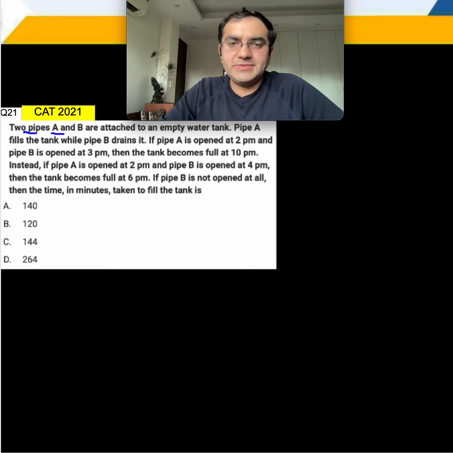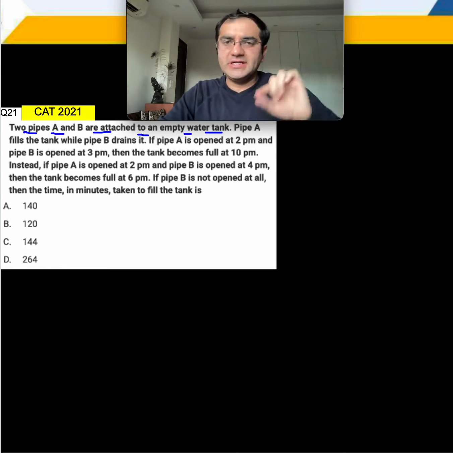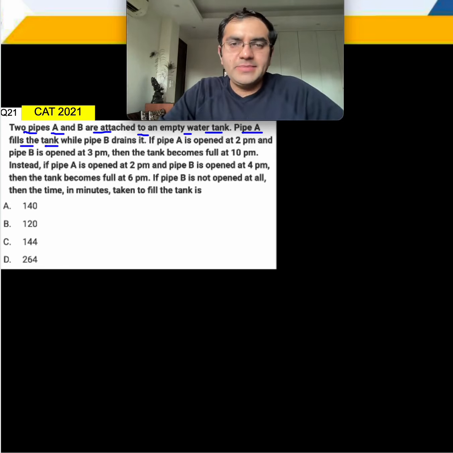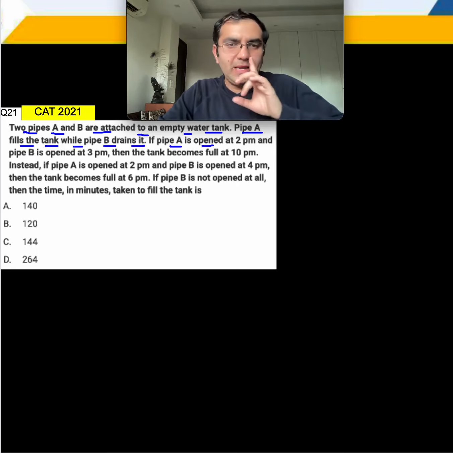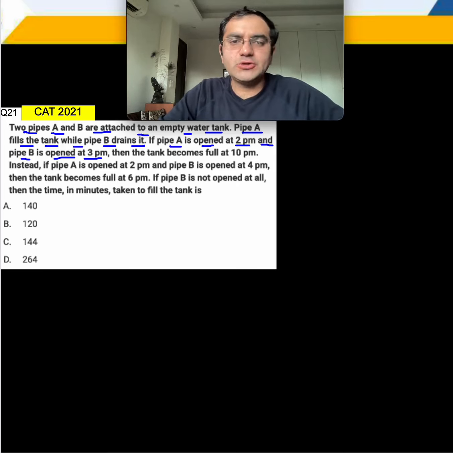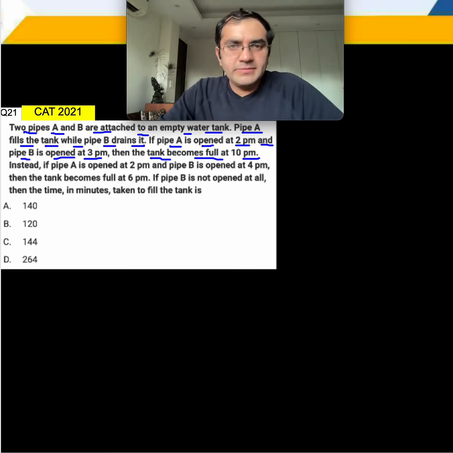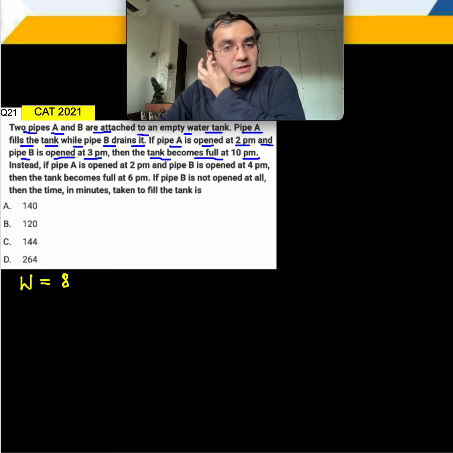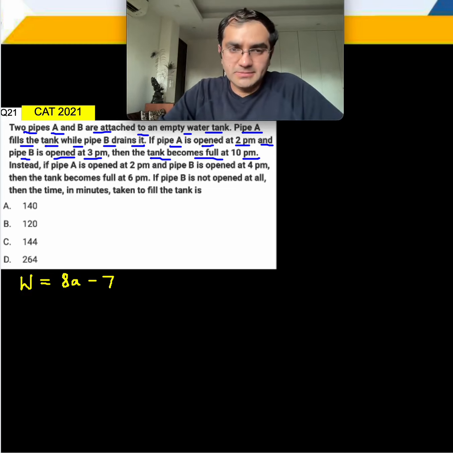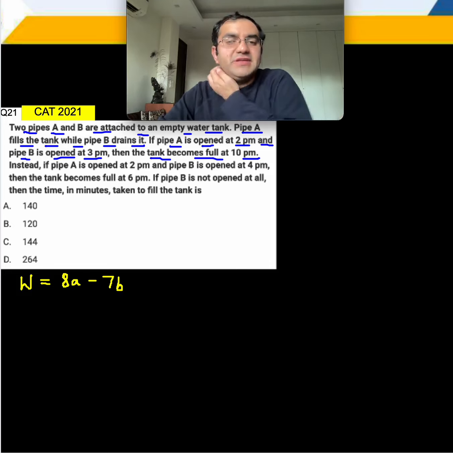There are two pipes A and B attached to an empty water tank. Rate of work, small a and small b we will take. Pipe A fills and pipe B empties. If pipe A is opened at 2 and pipe B is opened at 3, tank becomes full at 10 p.m. Tank becomes full means that let's say that the work done is W. A is working from 2 o'clock to 10 o'clock, that is 8 hours, so 8a is the work done. B is draining. Draining means minus sign from 3 to 10, that's 7 hours, so 7b, and the work has been done.